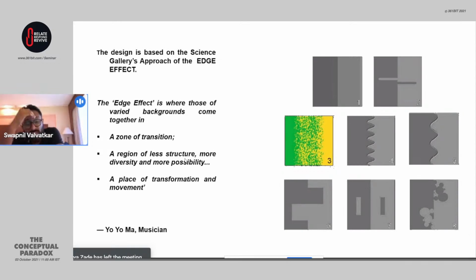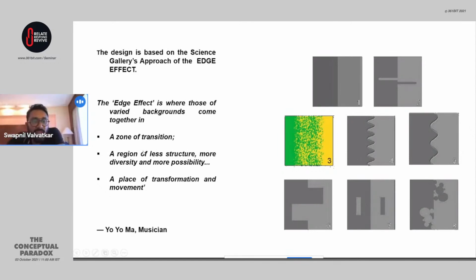There was this musician called Yo-Yo Ma who talks about that edge effect in music itself, and how you can blend that. And it's quite nice. If you have a chance, just go and listen to his music and his translations of music. It's quite nice, and we tried to interpret that in architecture.